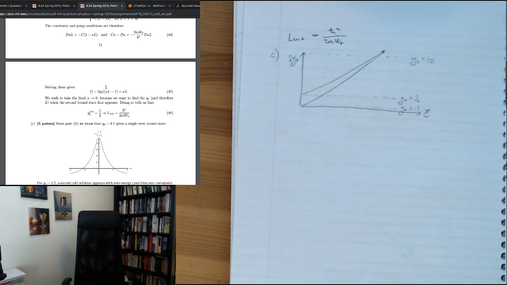Oh my god. I've got a distracting little cat playing with the blinds here. There we go.